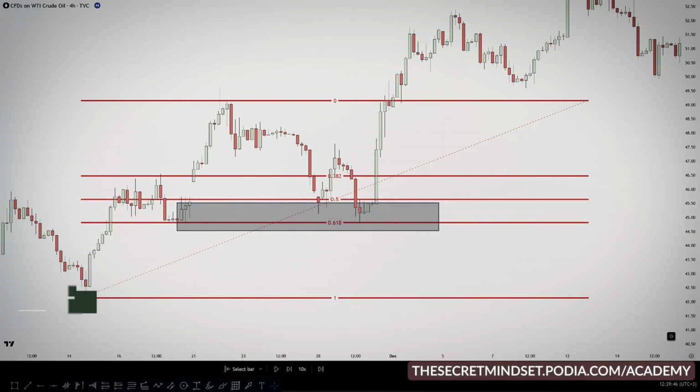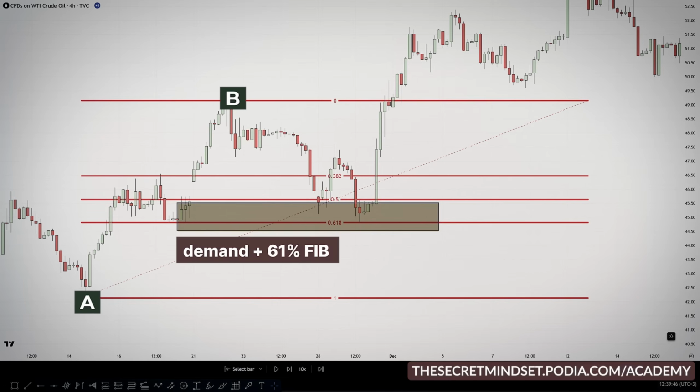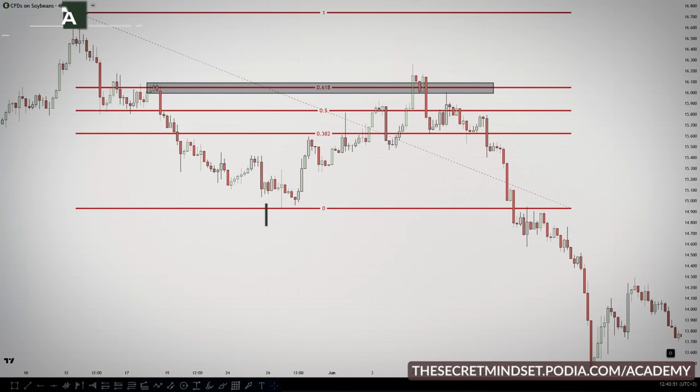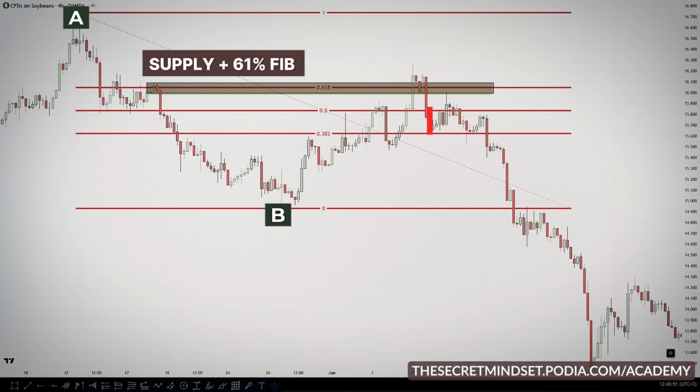Here, price bounced off a demand area that lines up with the Fibonacci level. This is a good time to enter a buy position and ride the price up as it starts a new upward move. And here, price hit a supply area that matches a Fibonacci level and then started to fall. This was a good time to sell as price started a new downward move.